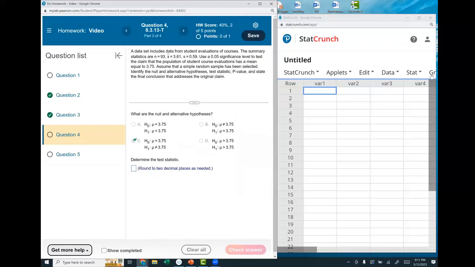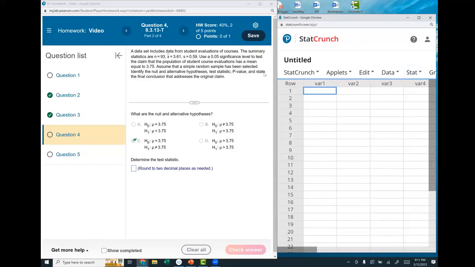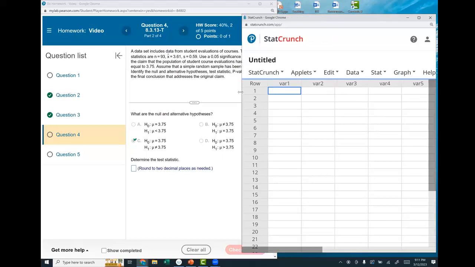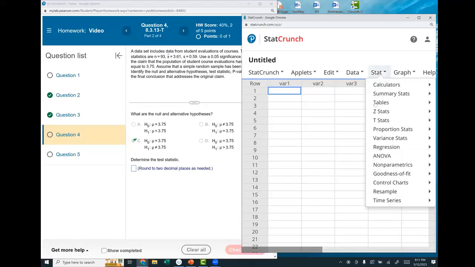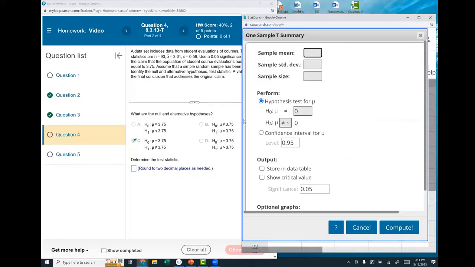Okay, so we have stat. We're given sample information, so we have to use our t-stats. One sample, and I can't get to it, so hold on. Let me put this, sorry about that. Stat, t-stat, one sample with summary. Okay, move it back.